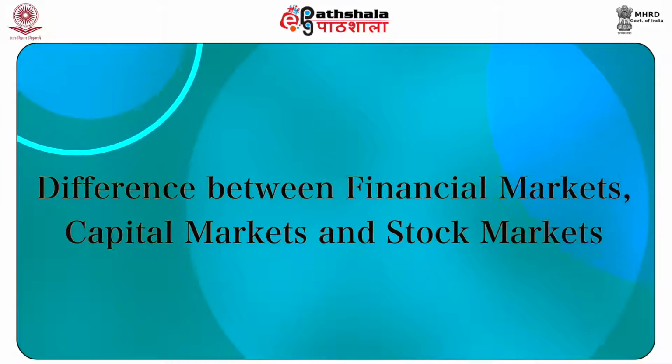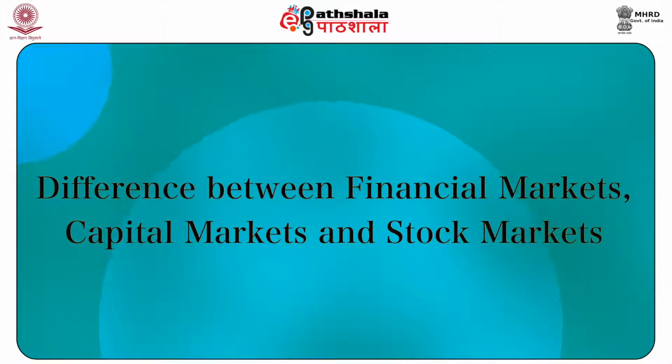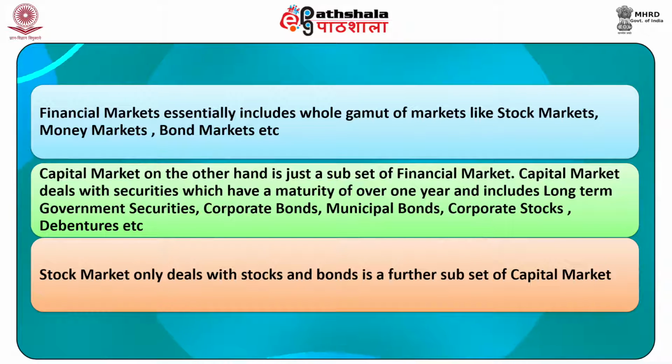Let us understand the difference between financial markets, capital markets, and stock markets. Financial markets essentially include a whole gamut of markets like stock markets, money markets, bond markets, etc. Whereas capital market, on the other hand, is just a subset of financial market. Capital market deals with securities which have a maturity of over 1 year and includes long-term government securities, corporate bonds, municipal bonds, corporate stocks, debentures, etc. Stock market only deals with the stocks, and bonds is a further subset of capital market. So, these are the distinctions between different markets.